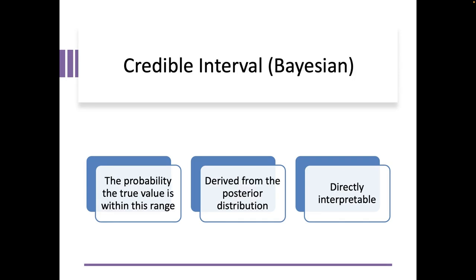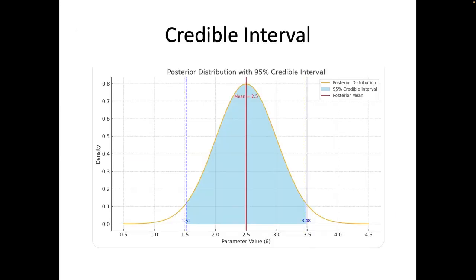So, a credible interval tells us that there is a 95% probability that the true value lies within the range. This is based on your posterior distribution. You're saying, given my data and my prior, this is the most likely range for the parameter. It's really intuitive, and that's why many people prefer Bayesian intervals in decision-making contexts. Now, let's look at this real quick.